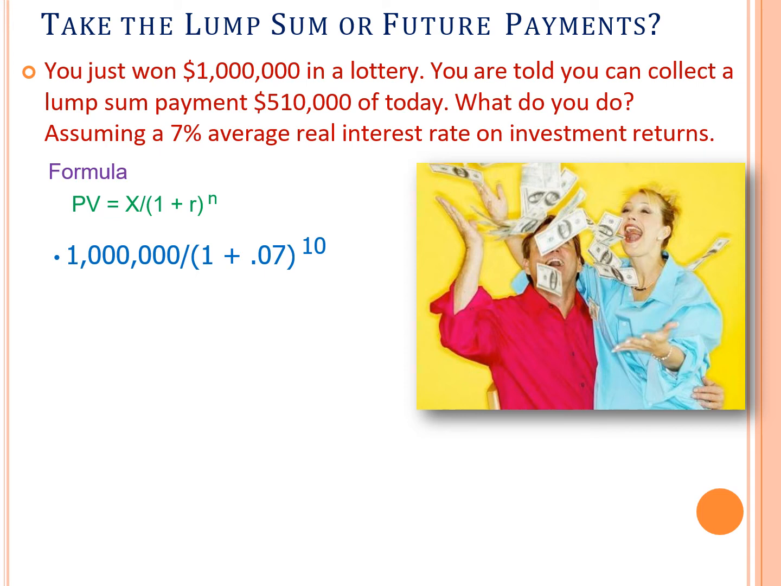So go ahead and work that out and tell me, should we accept $510,000 today, or should we go ahead and take the payments over the course of 10 years? Would it be better for us to just take the $1 million spread out over 10 years? Remember that if the lump sum payment is more than the present value, then we should take the lump sum. If the lump sum is less than the present value, however, then we should go ahead and take the payments. So go ahead and work it out.